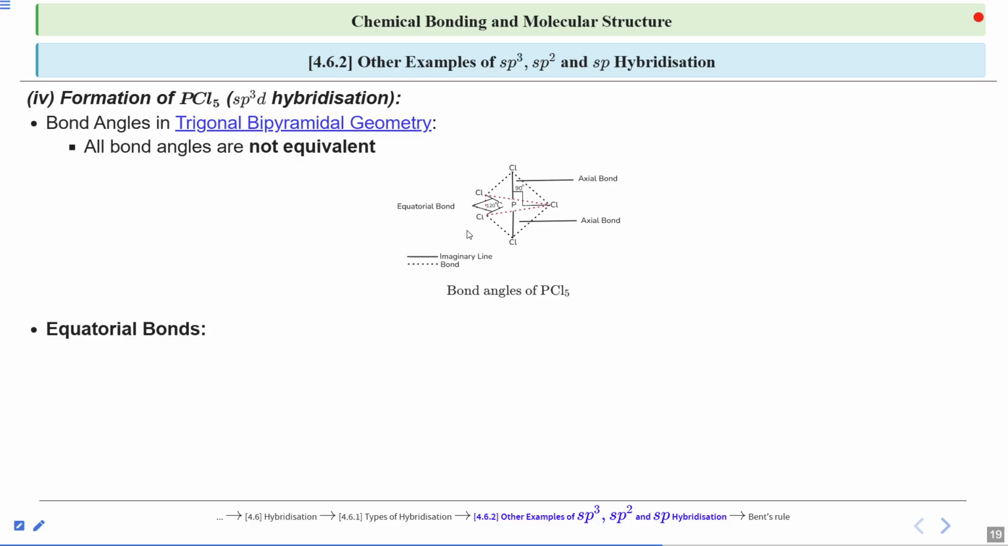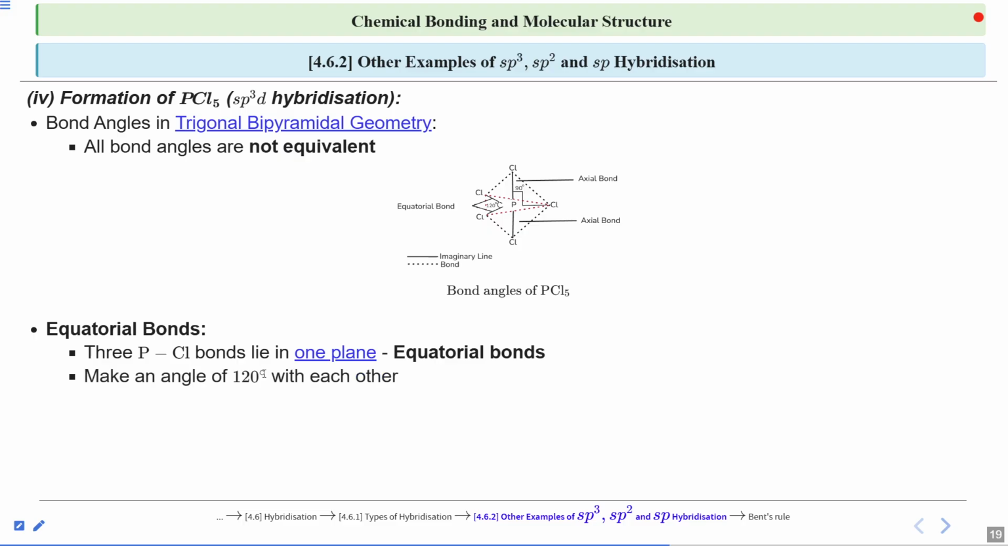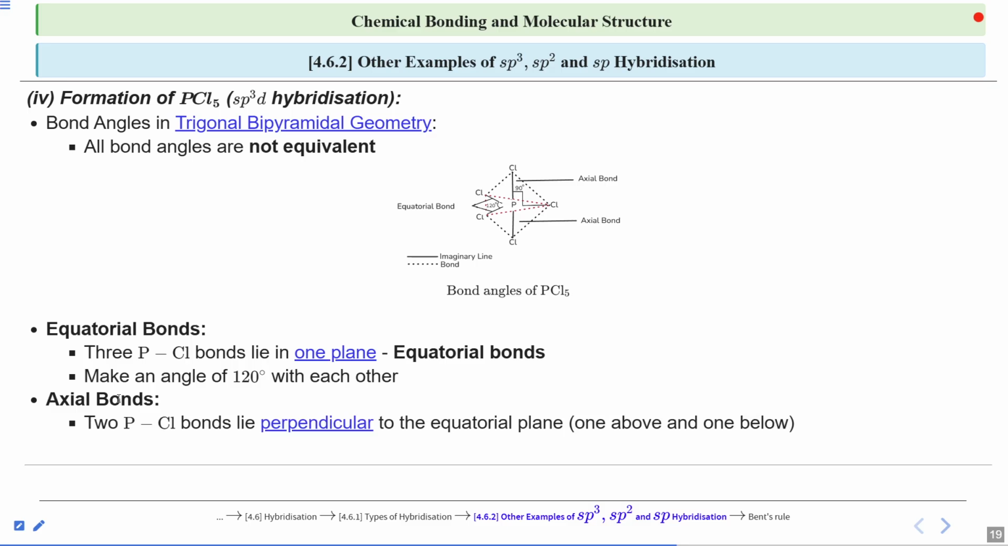Why is it called equatorial? Because it is along the equator. So 3 PCl bonds are there and they all are in the same plane, which is this red plane. And all these bonds are called equatorial bonds. Each of these is making an angle of 120 degree. Now what about the axial bonds? You can see here that the axial bonds are perpendicular to this equatorial plane. Therefore, they make an angle of 90 degree and 2 such chlorine atoms are possible.